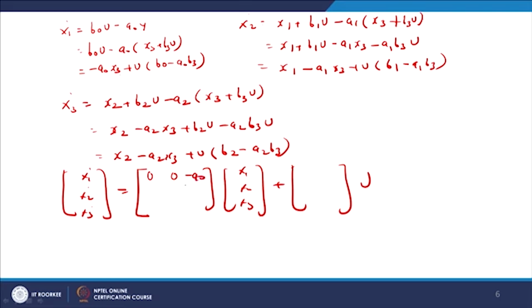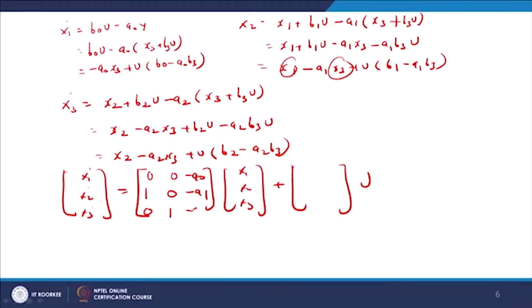Now coming to the equation of x2 dot. In x2 dot we find there is a term for x1, there is a term from x3, but there is no term for x2. So the term for x2 is 0. So we write this row as 1 for x1, 0, minus a1. Now coming to x3 dot. In x3 dot there is no term for x1, that is x1 is 0, whereas there are terms from x2 and x3. So we write this row as 0 1 minus a2.